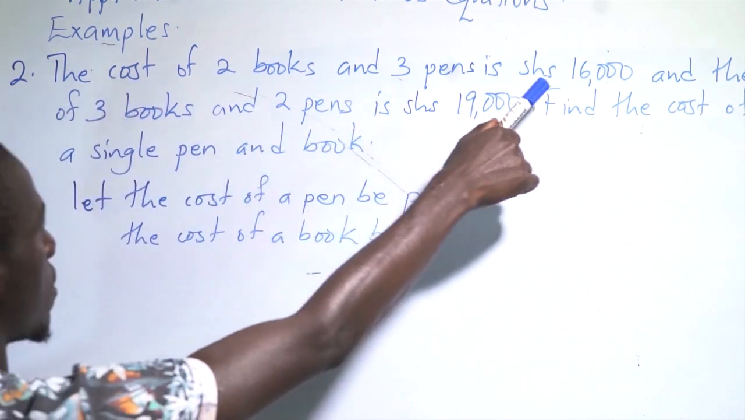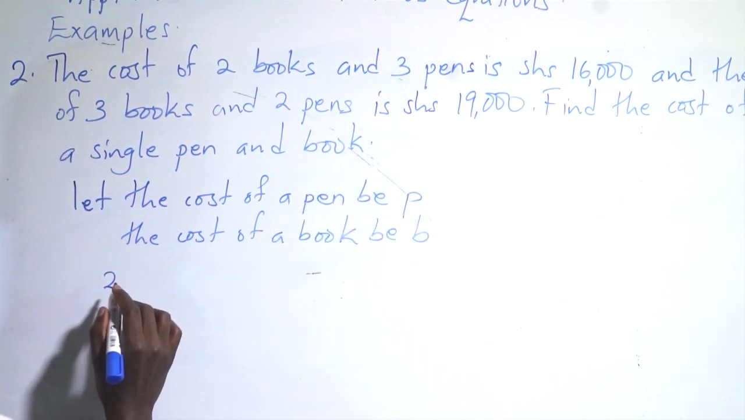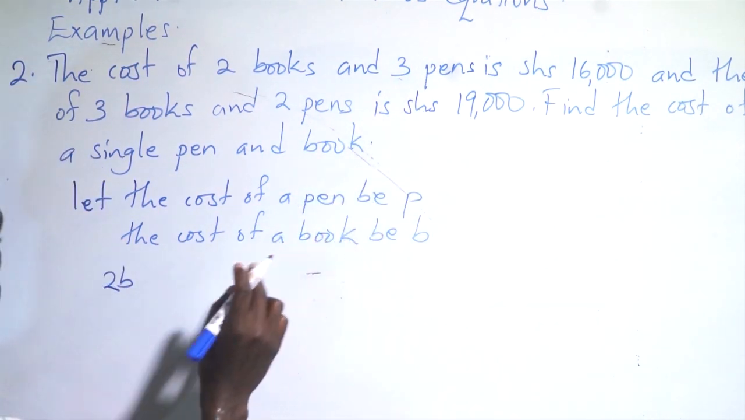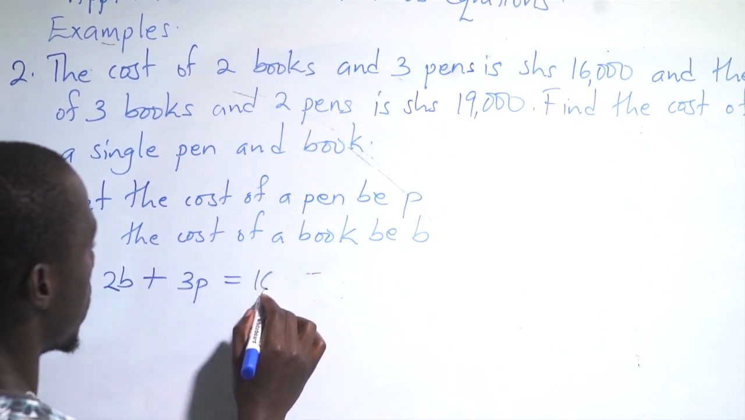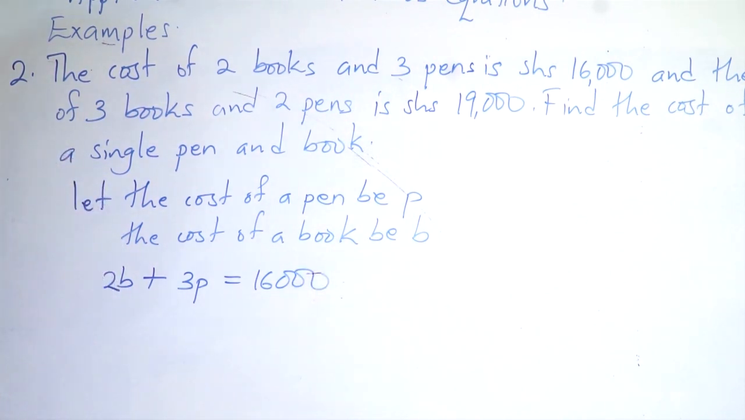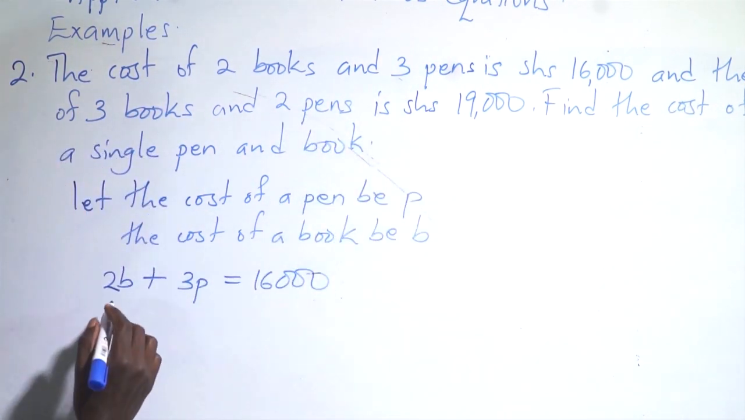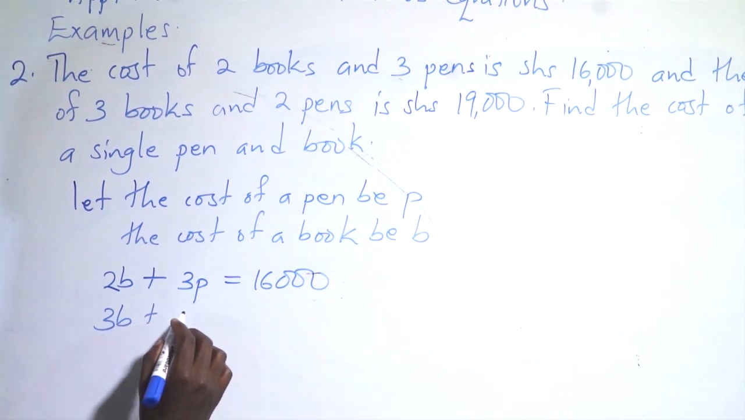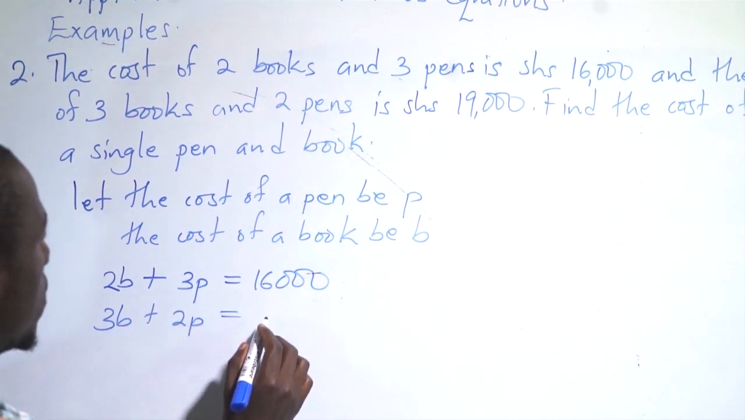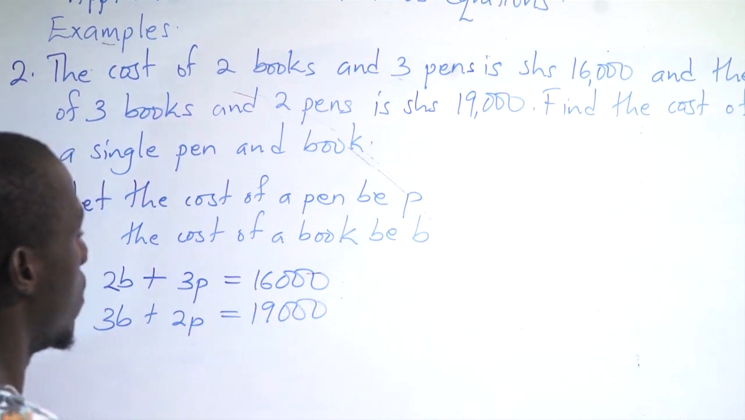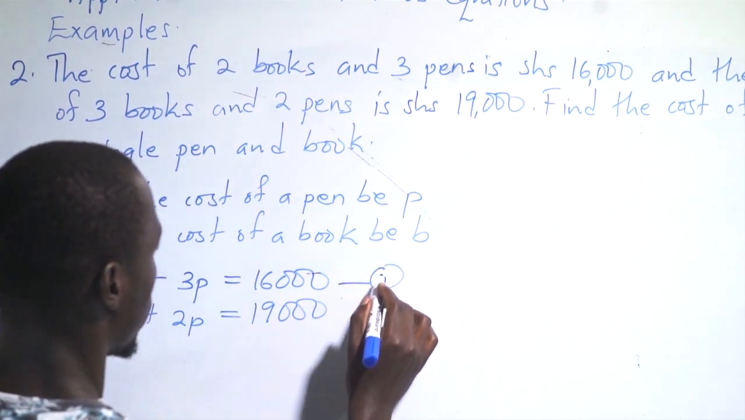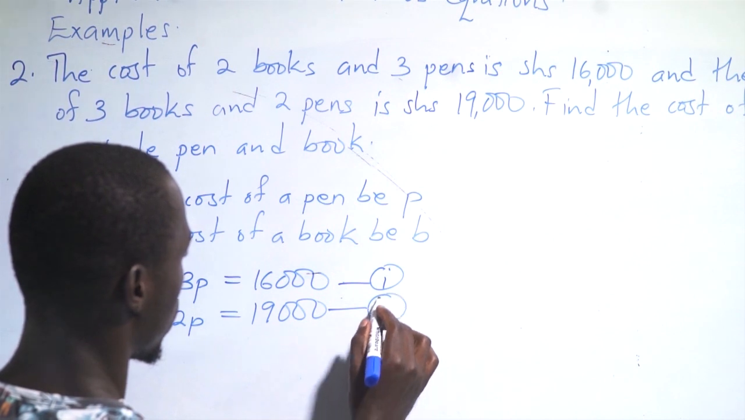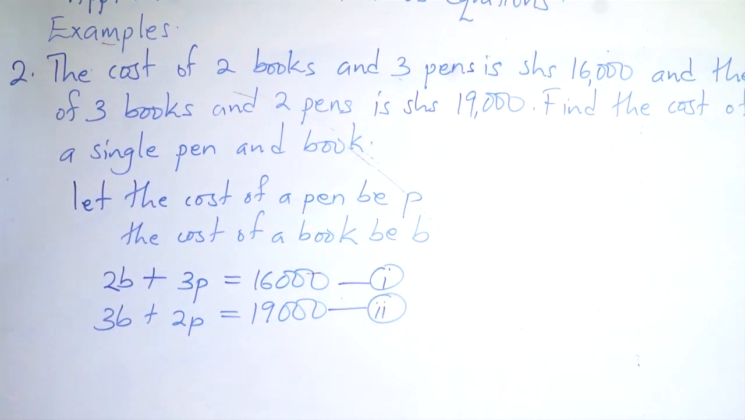I'm going to form equations from the statements there. So the first statement here, 2 times the cost of a book, which I've called B, plus 3 times the cost of a pen should give me 16,000 shillings. Then the following statement, that is 3 books plus 2 pens, should give me 19,000 shillings. So I solve those two simultaneously, equation 1, equation 2, using the elimination method.